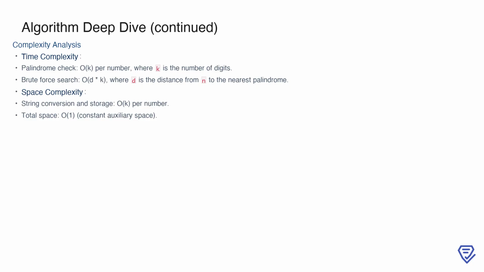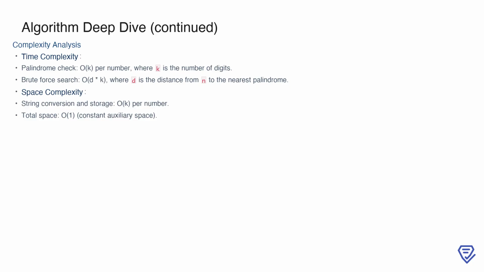On the other hand, the space complexity is k, for string conversion and storage during the palindrome check. However, the algorithm uses constant auxiliary space beyond this, making the overall space complexity O(1). These efficiency considerations highlight the trade-offs of the brute force approach. While it's straightforward and guarantees correctness, its performance depends on the distance to the nearest palindrome.